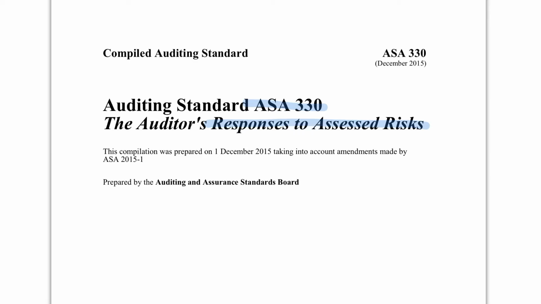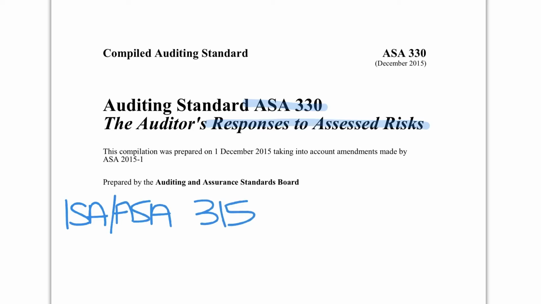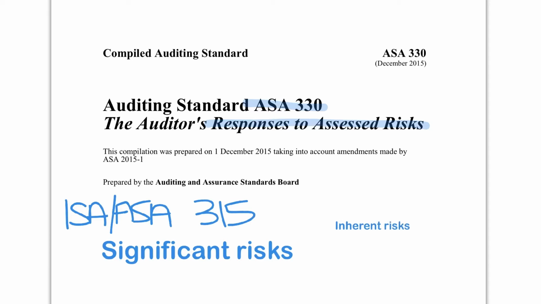Now, why is this particular standard important? Well, it actually links back to the previous video in the series on 315. Inside 315, it says that the auditor has to identify significant risks. Remember, those are the accounts that are more likely to be at risk of misstatement. Now, you might also know our significant risks by the name inherent risks. So those two, I tend to think, are fairly interchangeable.